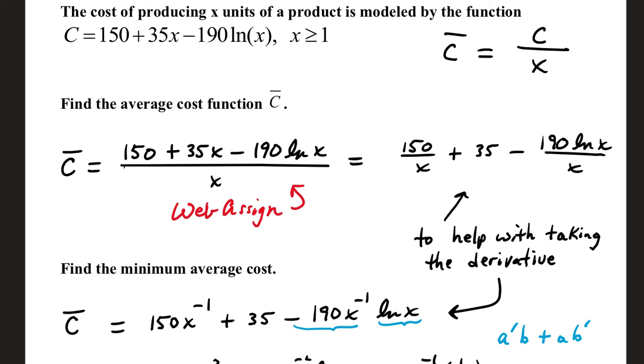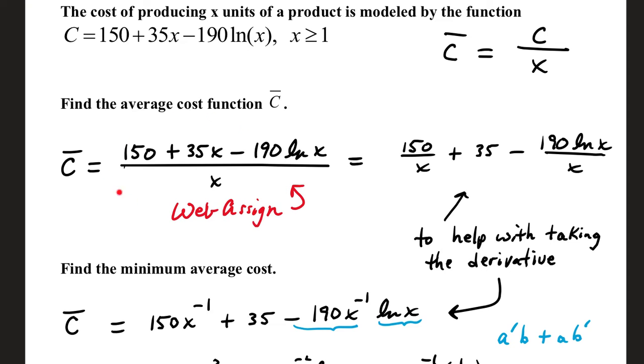Average cost is total cost divided by number of units. So first we'll have to build an average cost function. So we take our cost function, which we have given, divide by x.